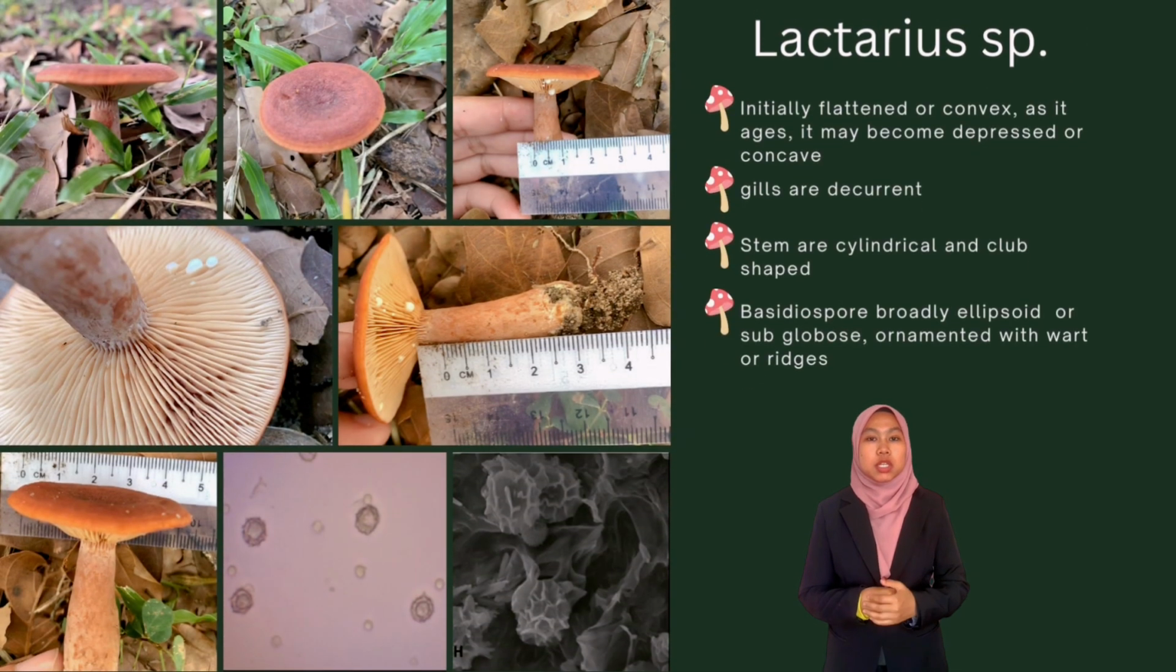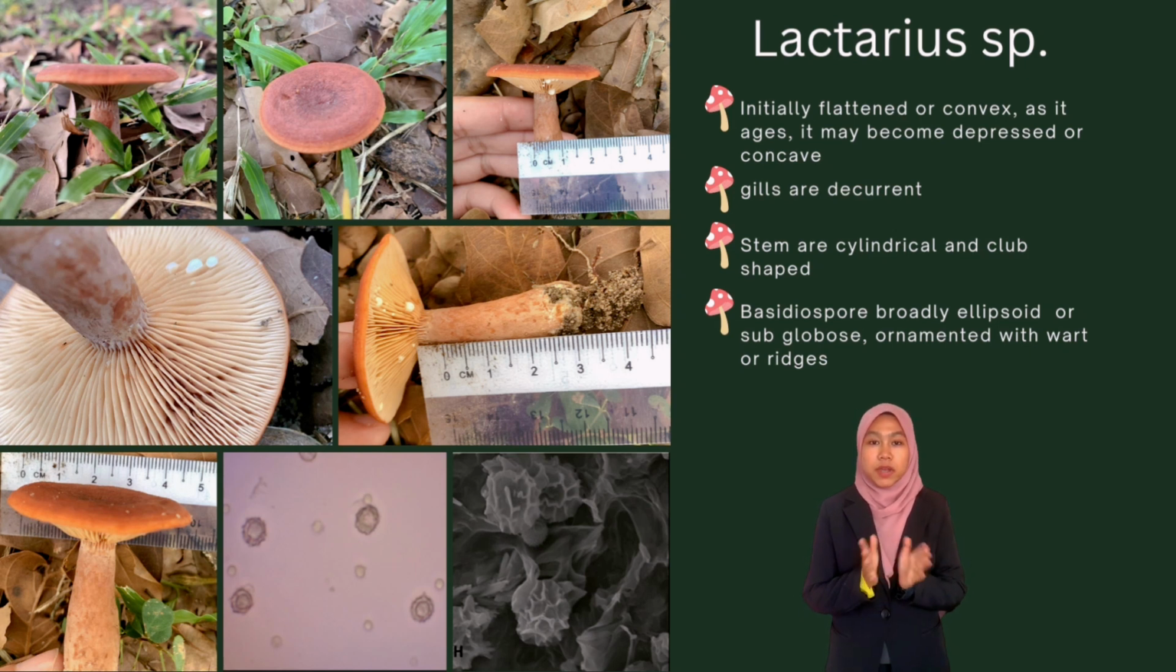Okay, the cap is initially flattened or convex, but as it ages, it may become depressed or concave. The gills are decurrent, which extend slightly down the stem with pale or cream color. The stem is cylindrical or club-shaped with 3 to 5 cm. The basidiospores are broadly ellipsoid to ellipsoid or subglobose in shape and ornamented with warts or ridges and finer lines which are subacute and blunt.